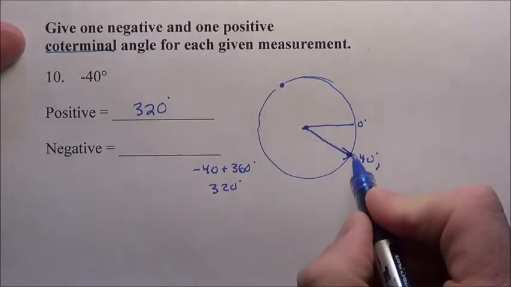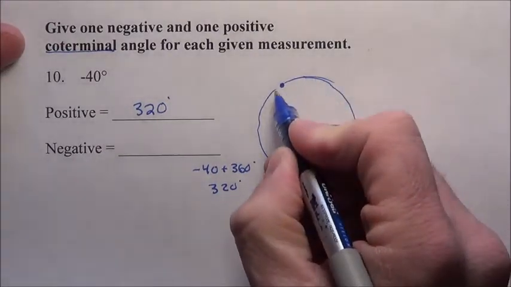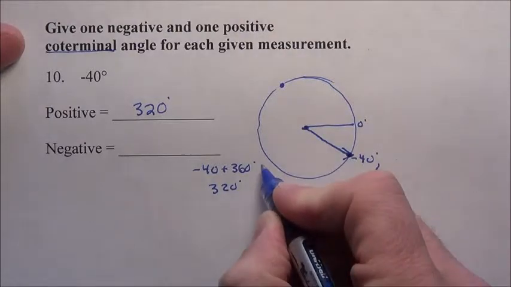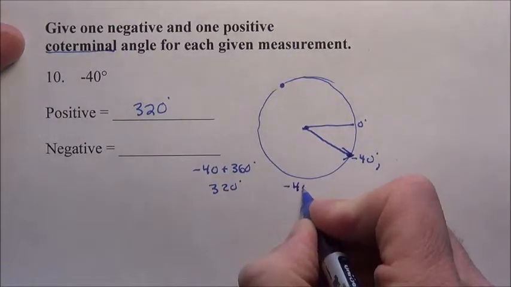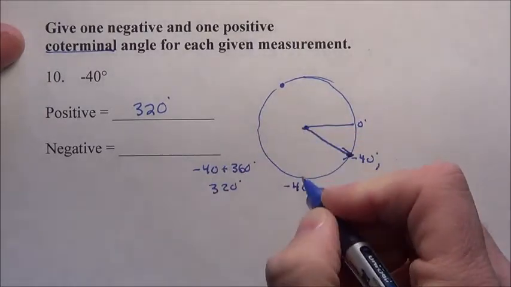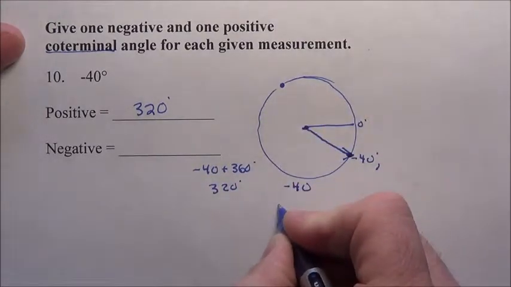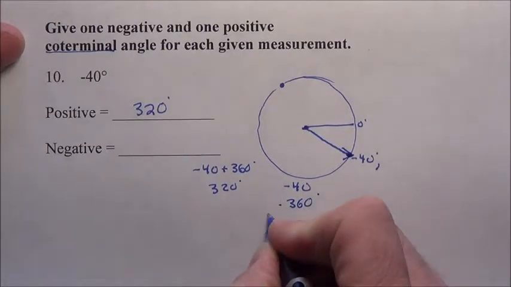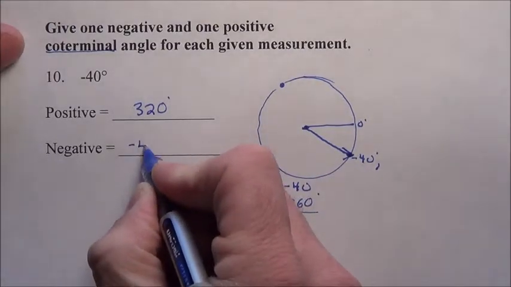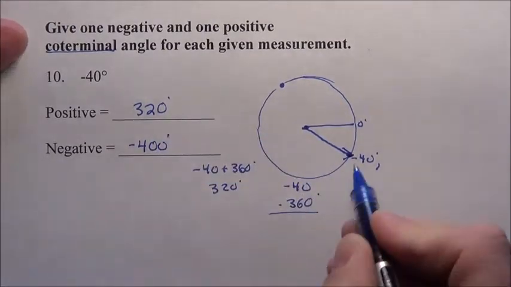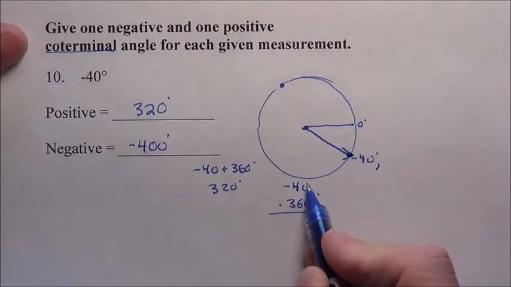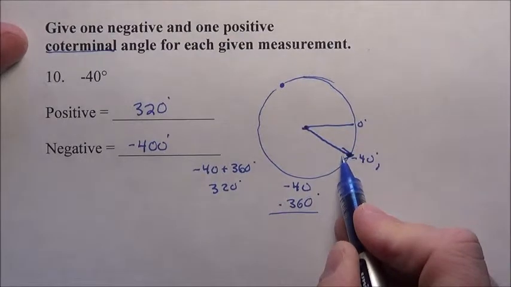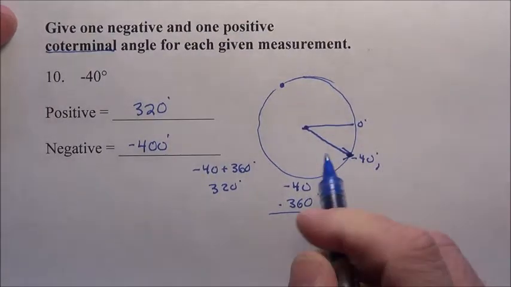Now, what about the negative? Well, I don't want to spin this way to create positive. I want to go back 360. So to this negative 40, I'm going to go back another 360. So I'm going to take another 360 away. That would mean negative 400 degrees. In other words, if you start here and spin negative 400 degrees, somebody would say, oh, okay, they have spun 360 plus another 40. Boom, you're facing in that direction.